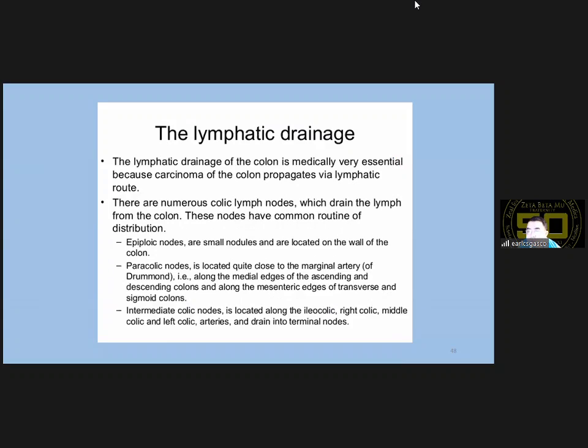Lymphatic drainage. Lymphatic drainage of the colon is medically very essential, because when you have colon cancer, the cancer cells propagate via the lymphatic route. There are numerous colic lymph nodes. Okay, we have epiploic nodes located on the walls of the colon. We have paracolic nodes along the medial edges of the ascending and descending colons. And we have intermediate colic nodes located along the ileocolic, right colic, and middle colic arteries.